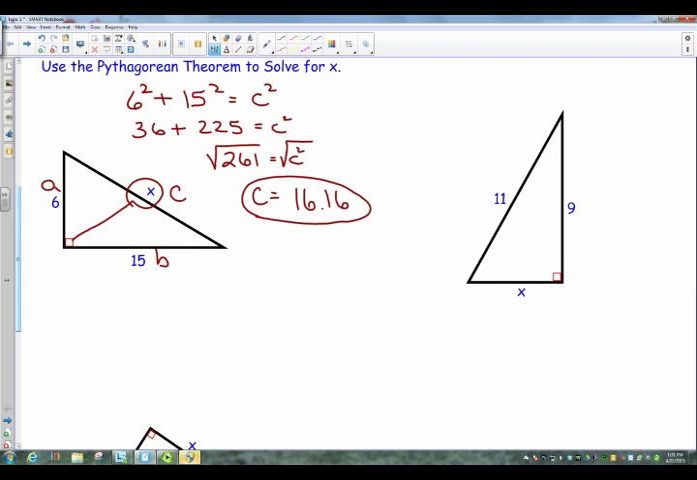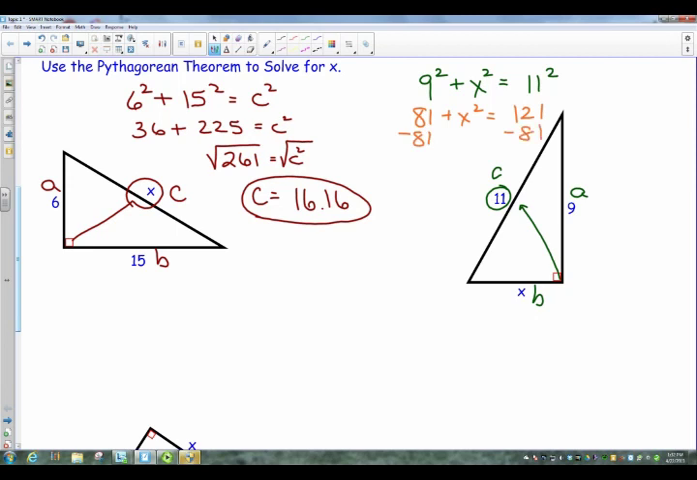Alright, let's look at this next one. You come over here, again look for your hypotenuse. There's my right angle. That means that that side is my hypotenuse, so there's my c, which means I'm going to call this one a, we'll call that one b. Alright, put it through your formula. So a squared is 9 squared, plus b squared, which is x squared, equals c squared, or 11 squared. And then you solve. So 9 squared is 81, plus x squared equals 11 squared, or 121. Okay, now we want to solve for x, so I'm going to have to subtract 81 in this case. So my 81's cancel. That leaves me x squared equals 40.